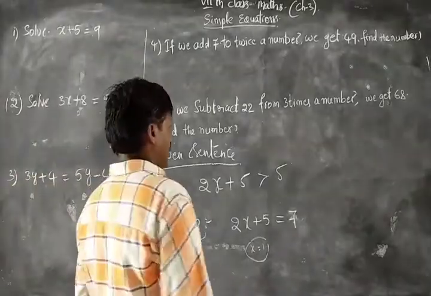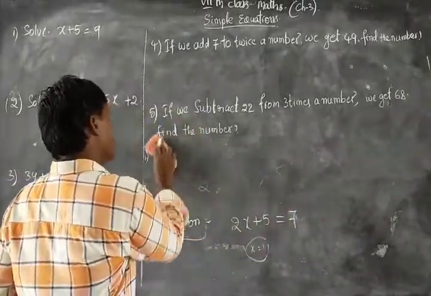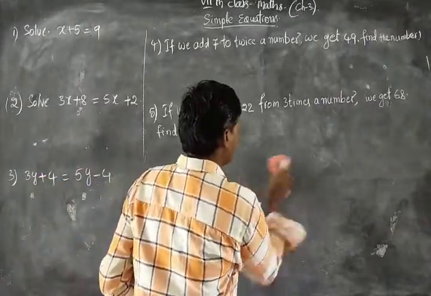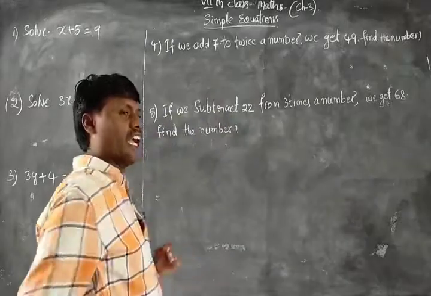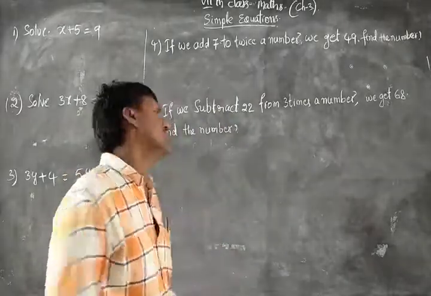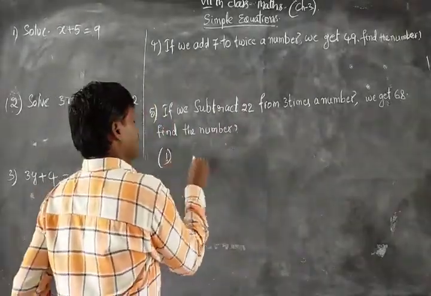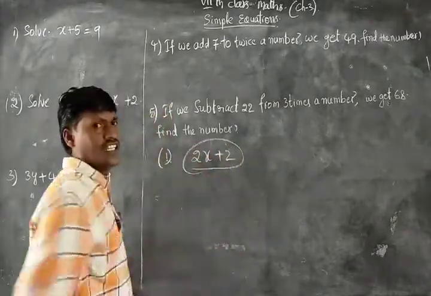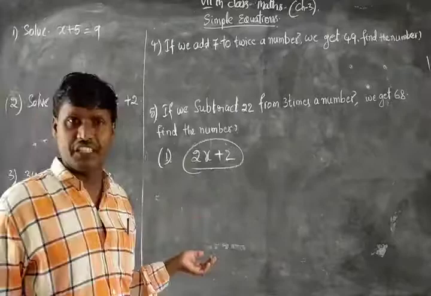Next, we have to know another one. What is that? Linear equation. What is a linear equation? An equation having only one expression. For example, 2x plus 2. It having only one algebraic equation, then it is called a linear equation.